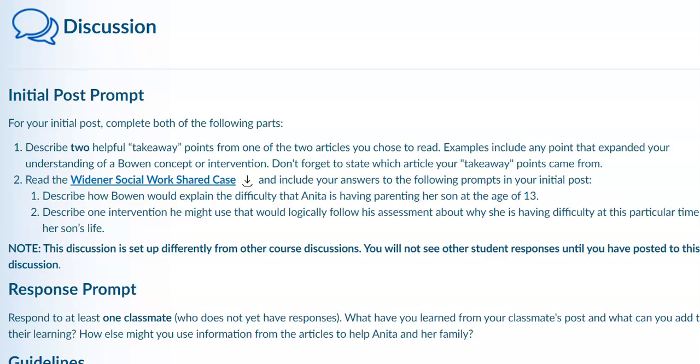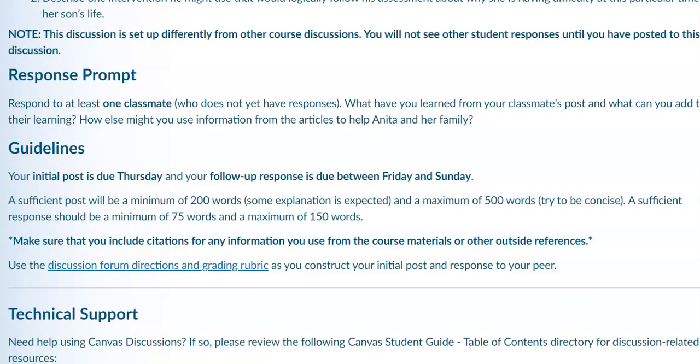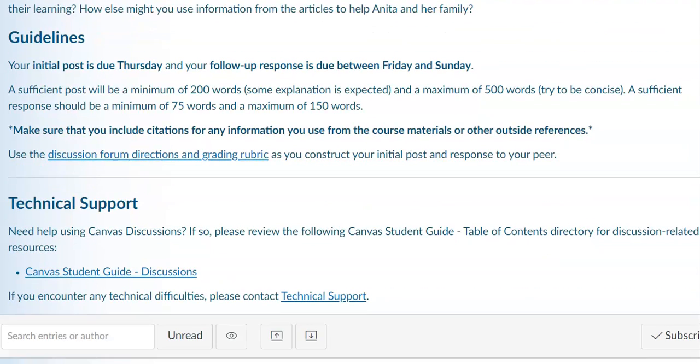Next is to read the Widener shared case and include the following in your answer. Describe how Bowen would explain the difficulty that Anita is having parenting her son, and describe one intervention he might use that would logically follow his assessment about why she is having difficulty at this particular time in her son's life. This post is set up differently in that you cannot see the discussion of others until you put in your discussion. You're responding to at least one classmate, and the initial post is due Thursday and the follow-up between Friday and Sunday.